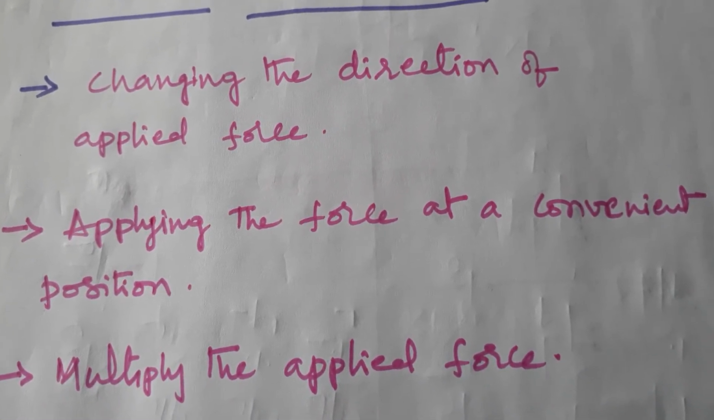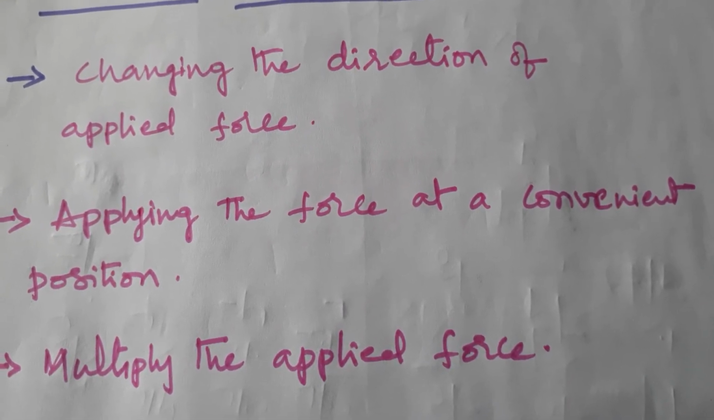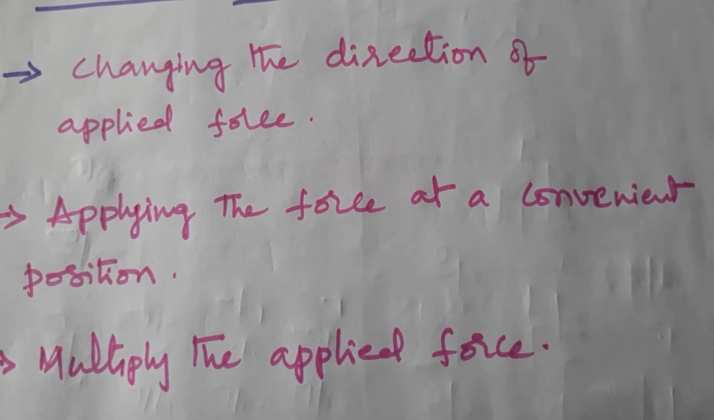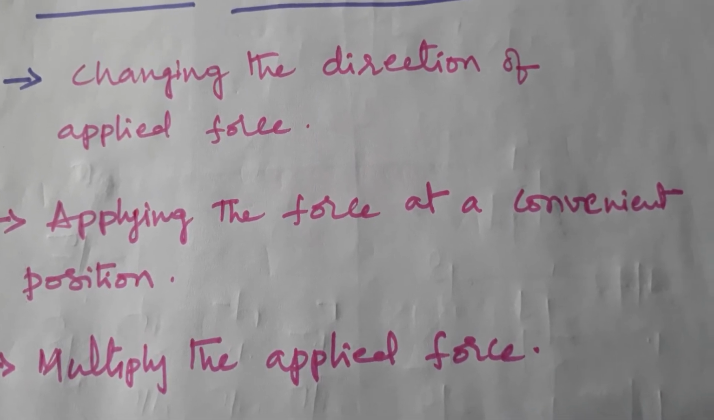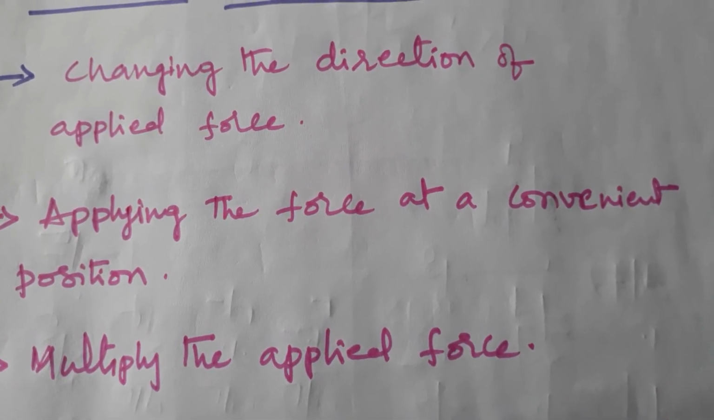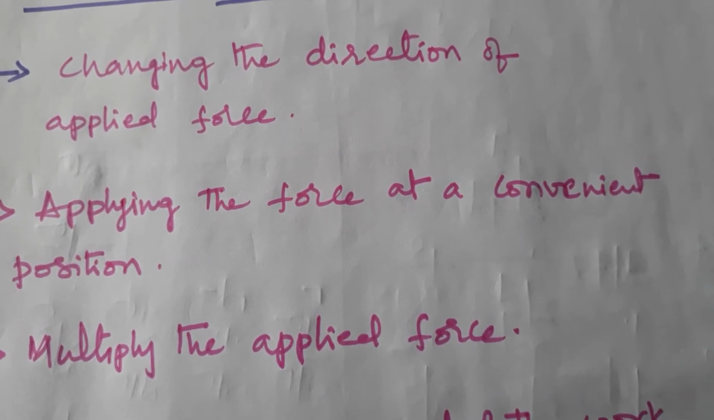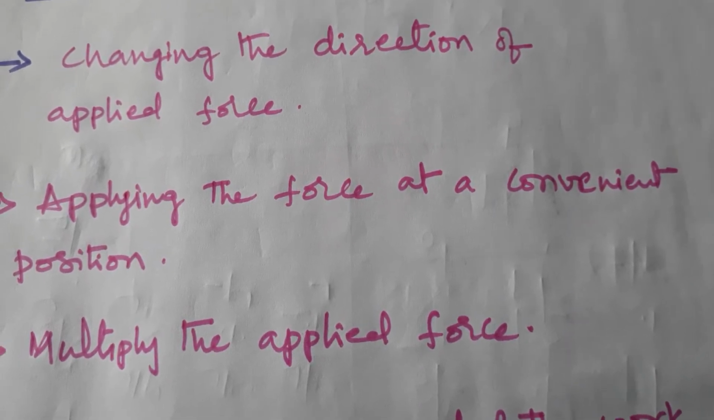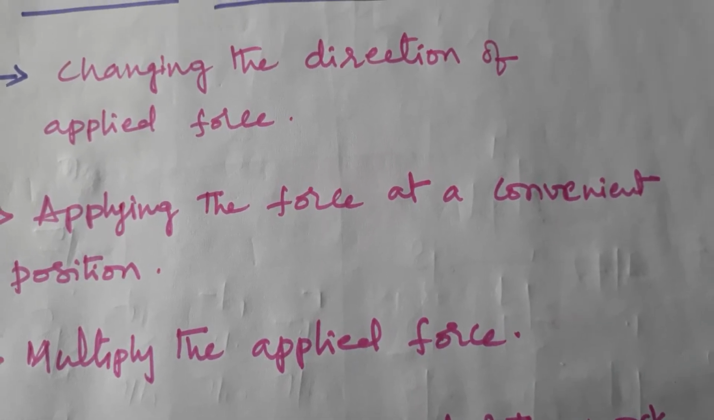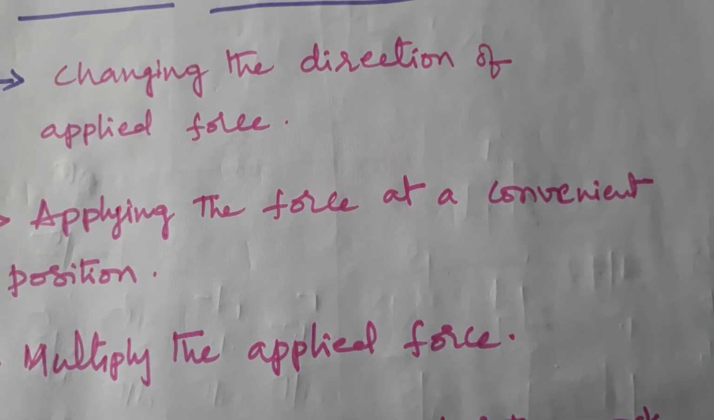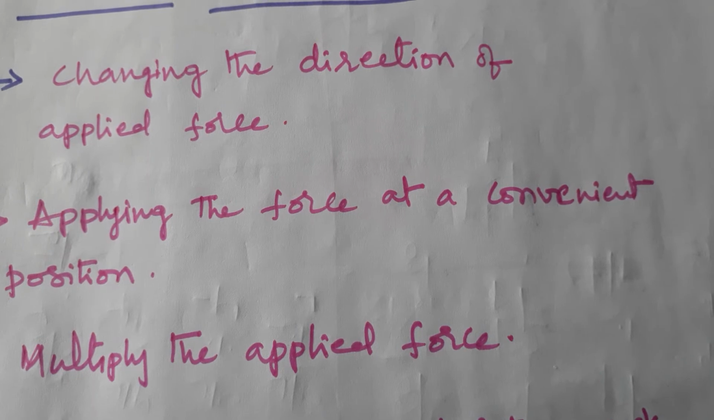Second one, applying the force at a convenient position. We need not apply force on the whole body. We can apply the force at a particular position to make the work easier. Example, to run a cycle, the tires must rotate. We do not need to rotate the whole tire. We apply force on the wheel, the metal wheel, or on the pedal. What will happen? It is connected to the wheel and the total wheel will rotate.